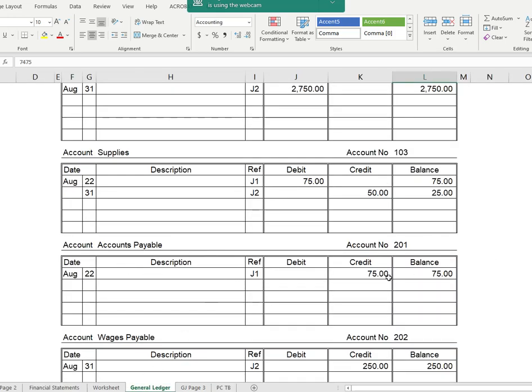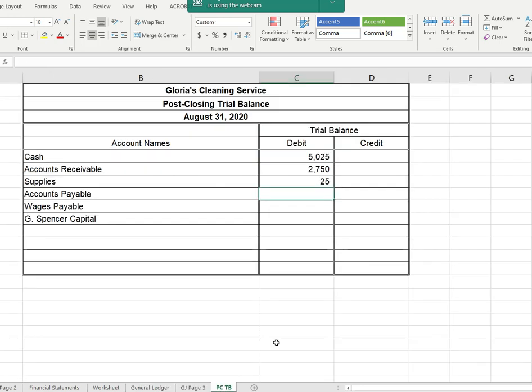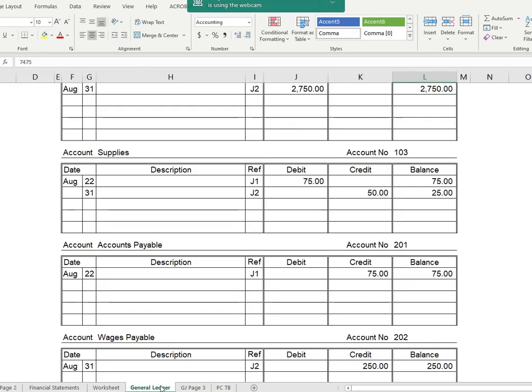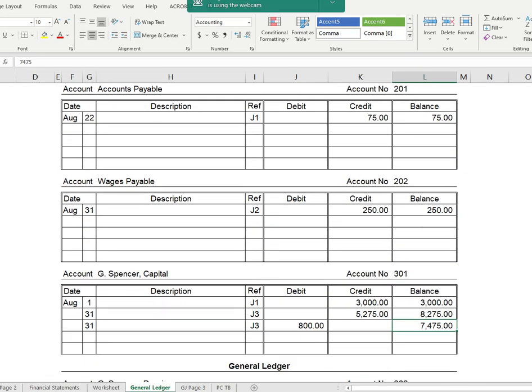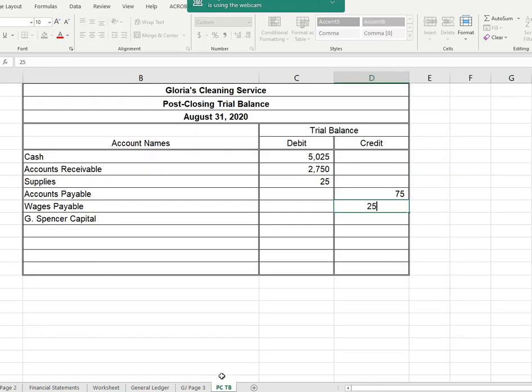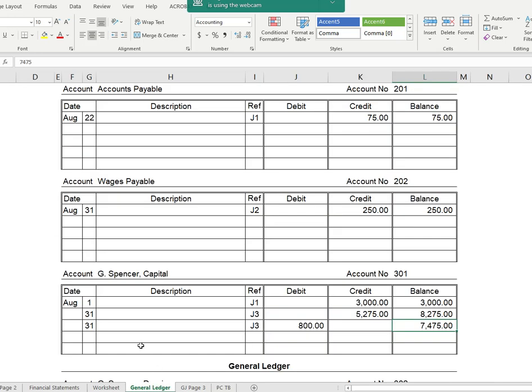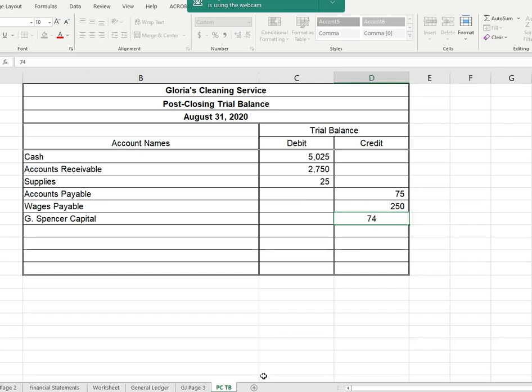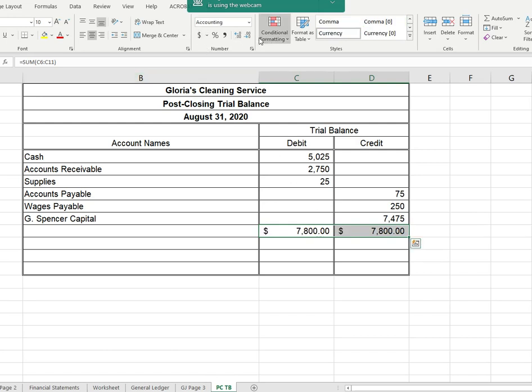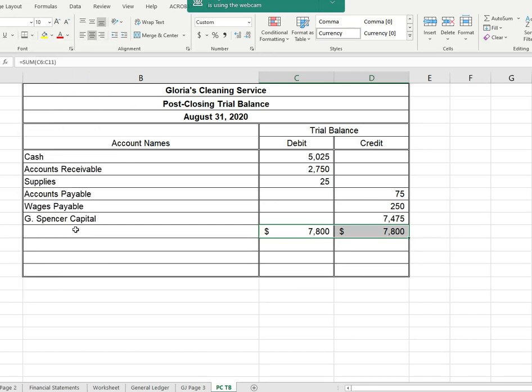Next, we have accounts payable. We have a credit of $75. Then we have our wages payable for $250, and that's also a credit. And then we have G Spencer, $7,475. Okay, so now I'm going to sum, make sure that this is in proper form, and then I'm going to put total.